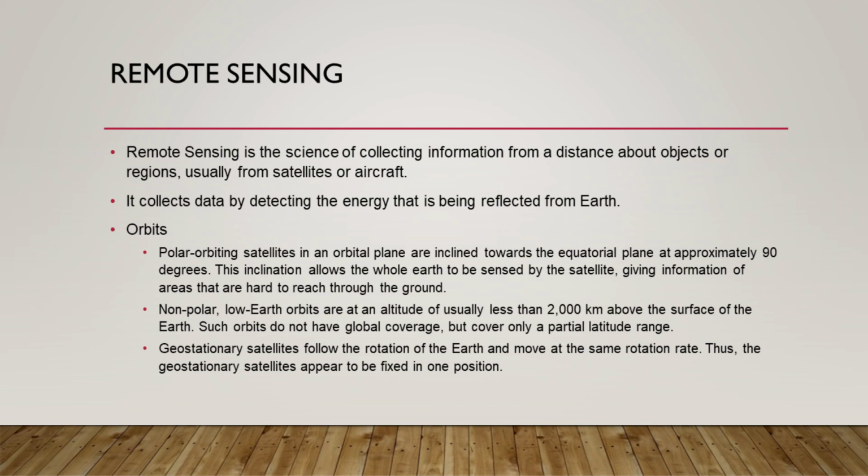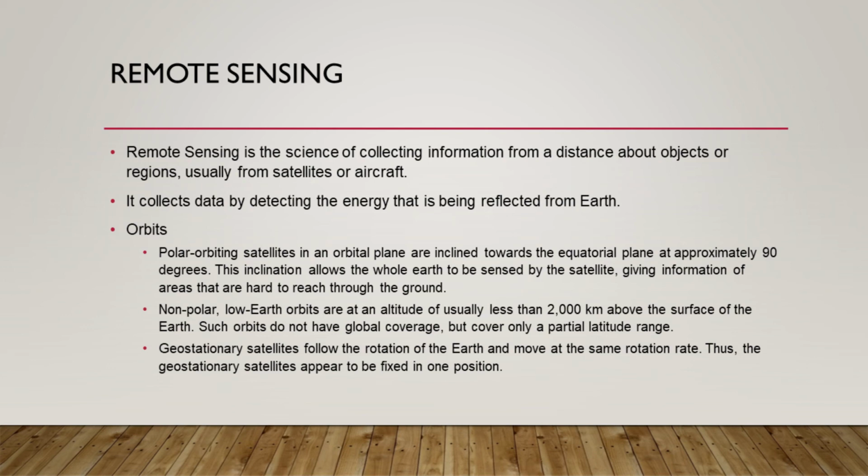The first one is polar orbiting satellites in an orbital plane, which are inclined towards the equatorial plane at approximately 90 degrees. This inclination allows the whole Earth to be sensed by the satellite, giving information of areas that are hard to reach through the ground.